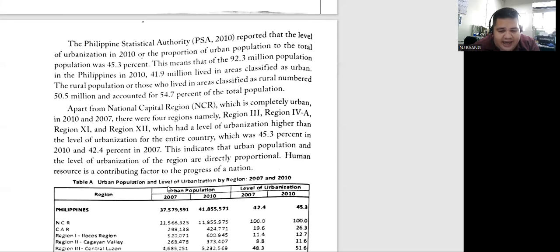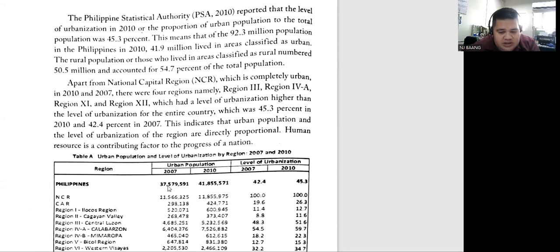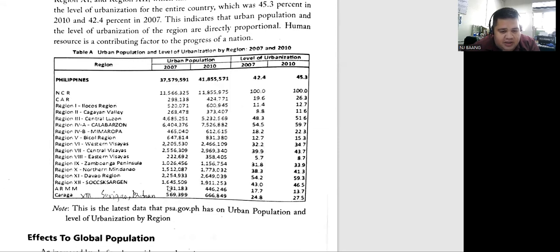This indicates that the urban population and the level of urbanization of the regions are directly proportional to the human resource, a contributing factor to the progress of the nation, right?